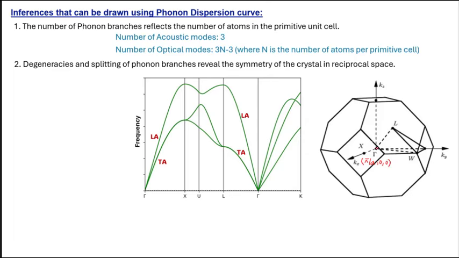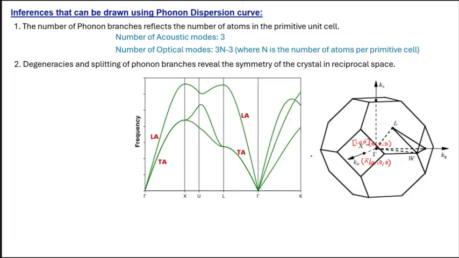So while moving from gamma to X, gamma has the coordinates 0, 0, 0. This direction corresponds to the crystallographic direction 1 0 0. Now you see, as you move along the 1 0 0 direction, the transverse acoustic modes overlap each other. So we can say these two transverse acoustic modes are degenerate along the 1 0 0 direction.